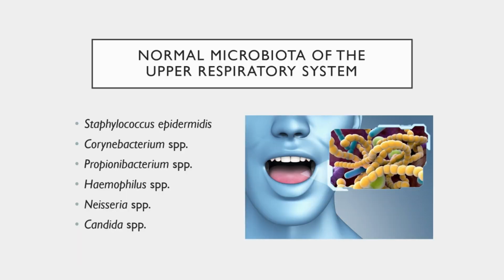Your upper respiratory system is home to a variety of normal microbiota. Staphylococcus epidermidis, which we also saw in our discussion of the skin, is a very common member of the upper respiratory tract, as well as members of the genera Corynebacterium, Propionibacterium, Haemophilus, Neisseria, and as far as fungi go, Candida. And when you see this designation spp after a genus, this means several species within this genus. So, in other words, a variety of different species of Corynebacterium, a variety of different species of Propionibacterium, etc.